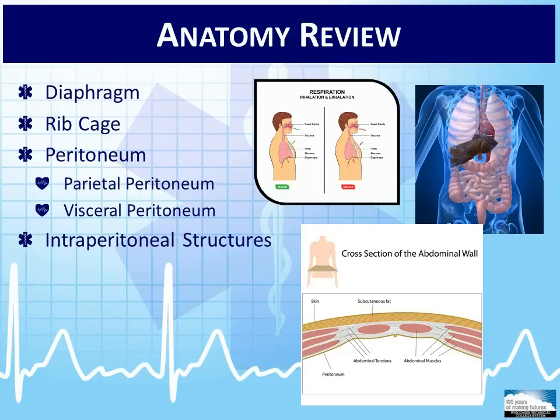Intraperitoneal structures are contained within the peritoneum. Some of these structures include the stomach, spleen, liver, transverse colon, and ascending colon. The retroperitoneal space is the space between the peritoneum and the posterior abdominal wall. Structures contained in this area include the aorta as it descends through the abdomen, the vena cava, kidneys, descending colon, and the ureters.